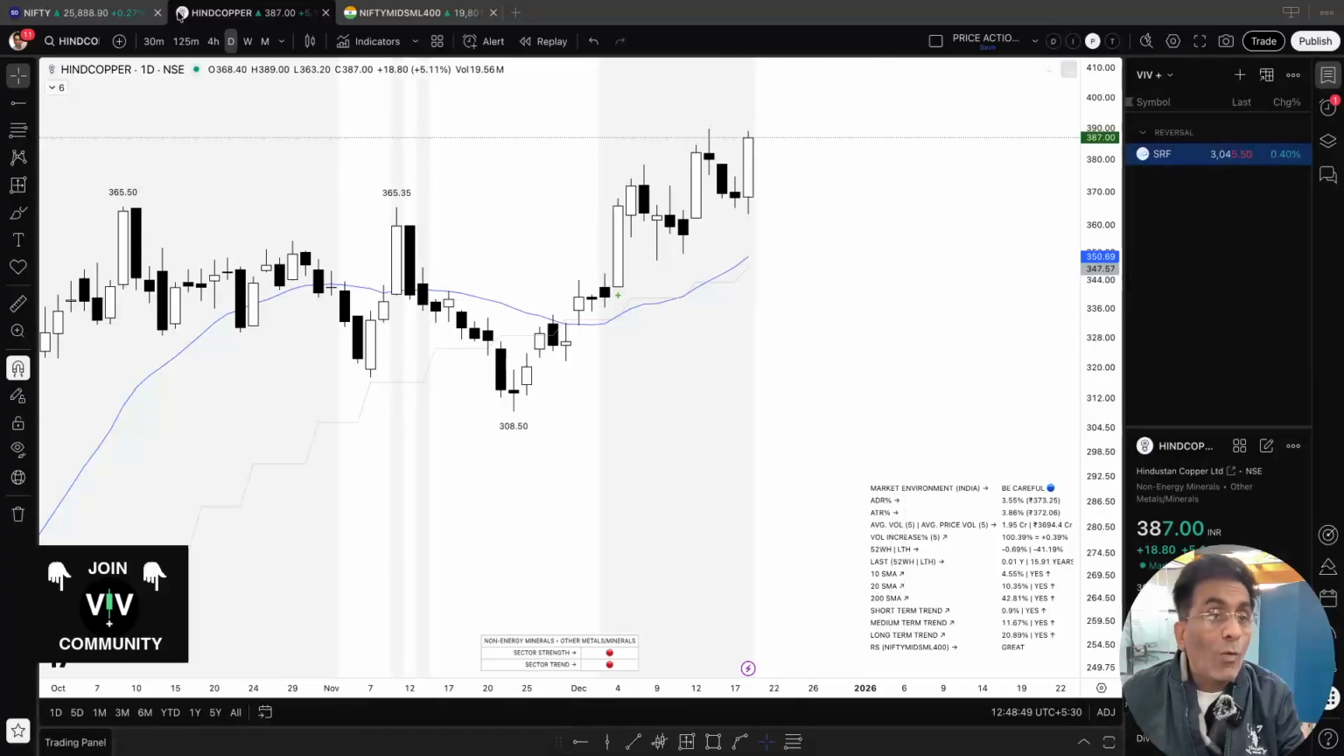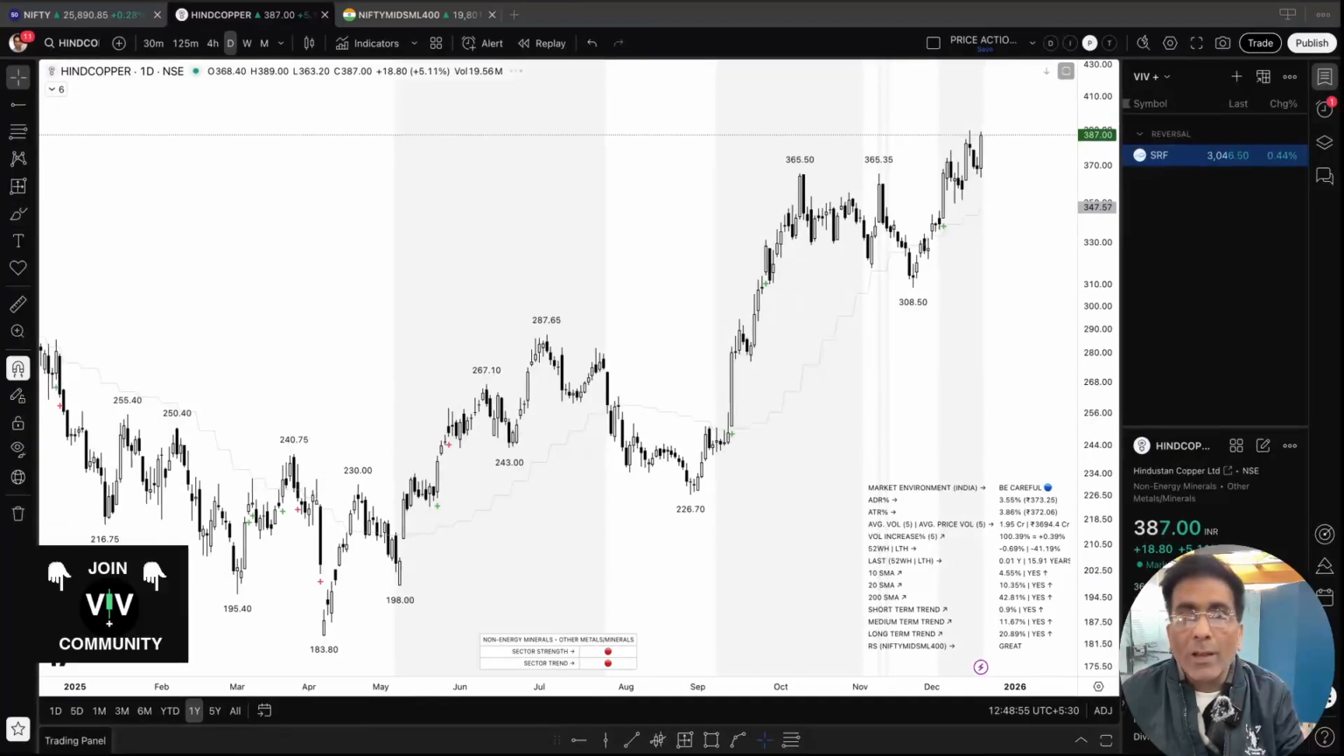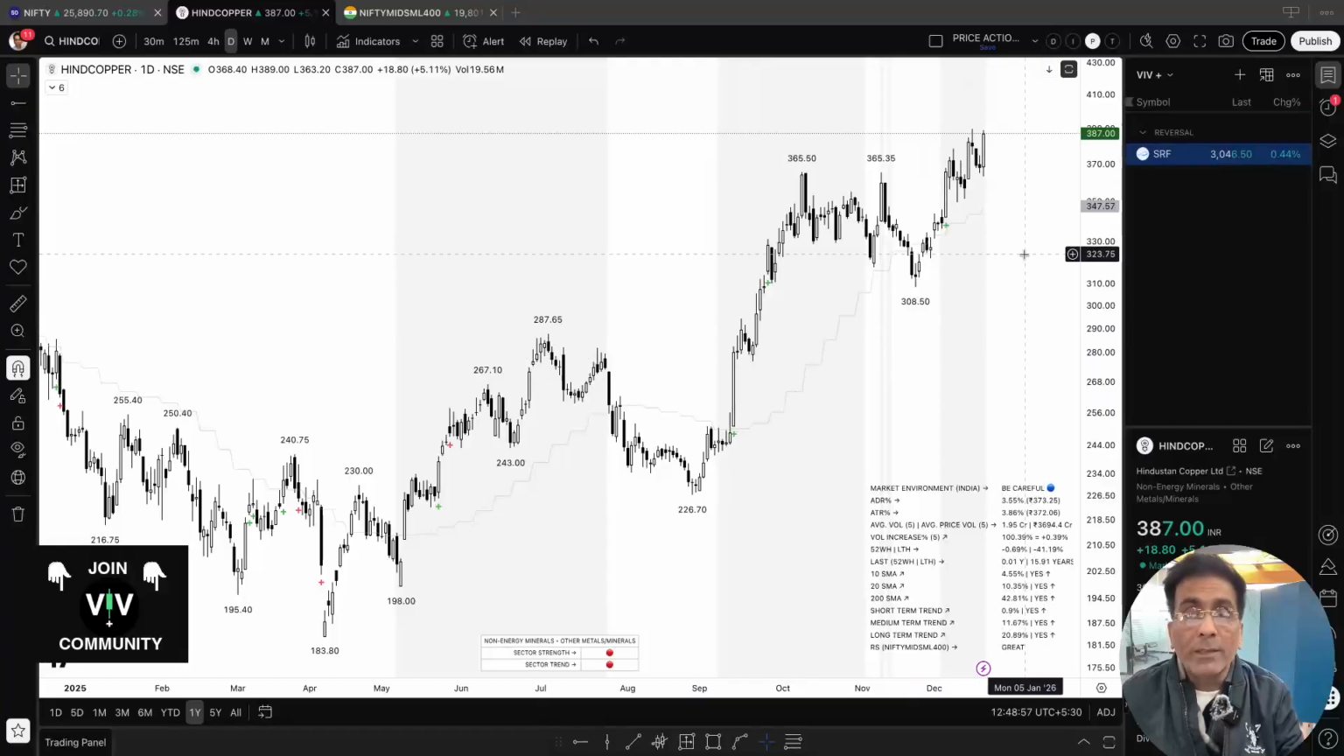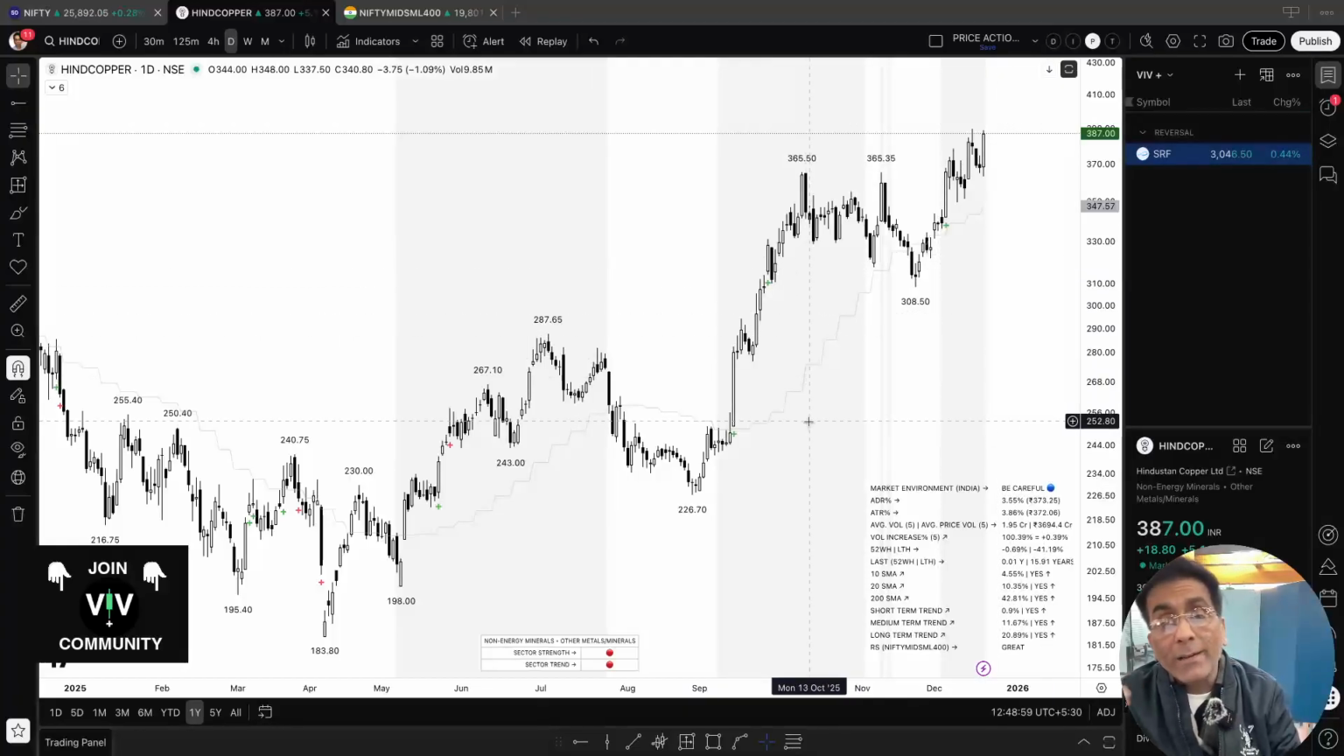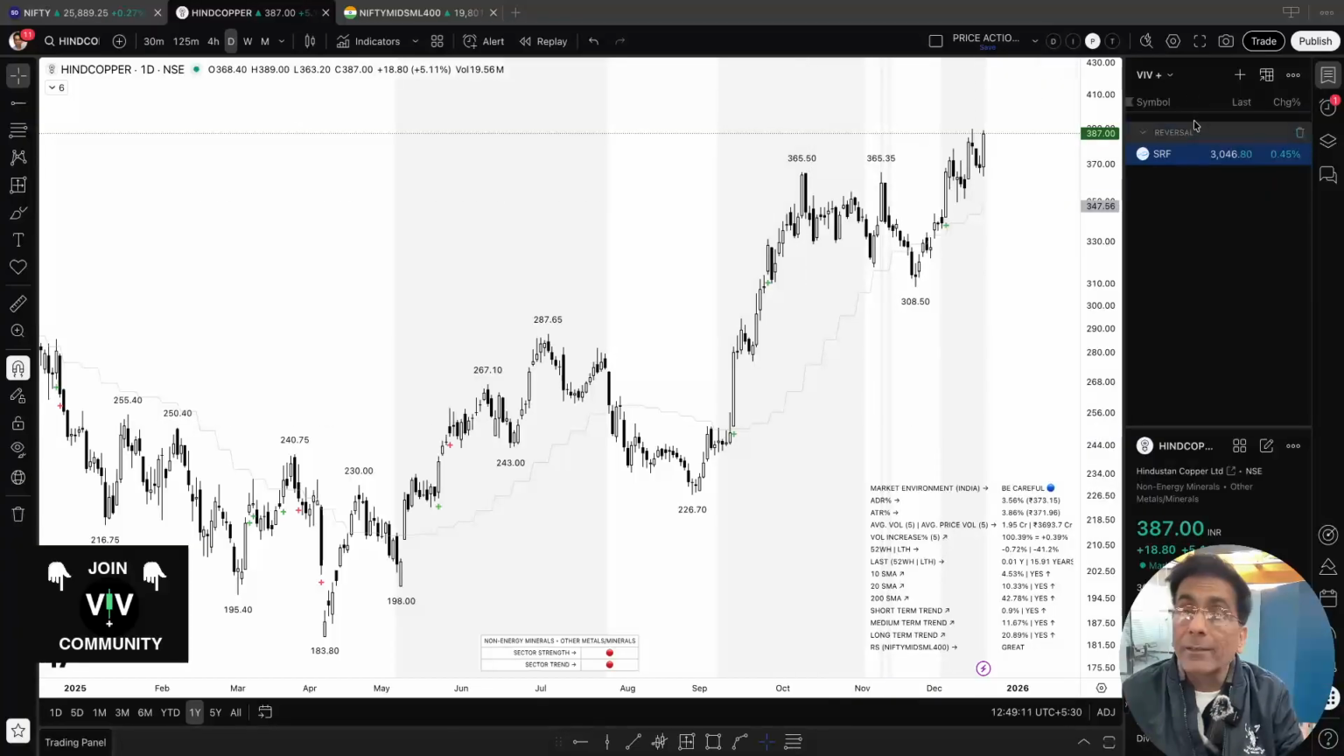So this is how our VIV system can help you. Our scanner will find it for you. You have to find high probability trades. Our target is to find high probability trades like SRF.